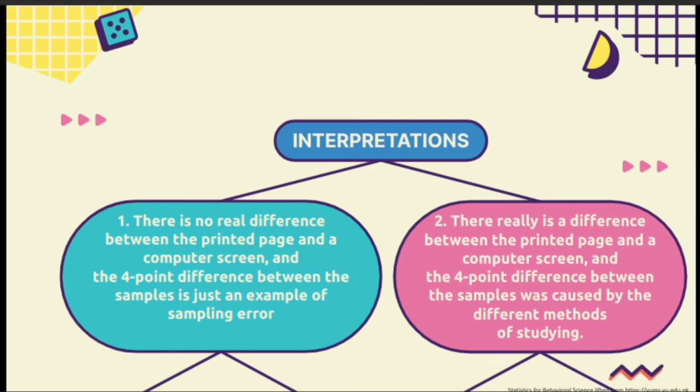So, does the 4-point difference between samples provide convincing evidence of a difference between the two studying methods? Or is the 4-point difference just a chance? The purpose of inferential statistics is to answer this question.